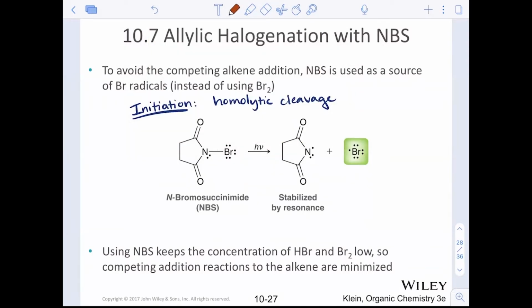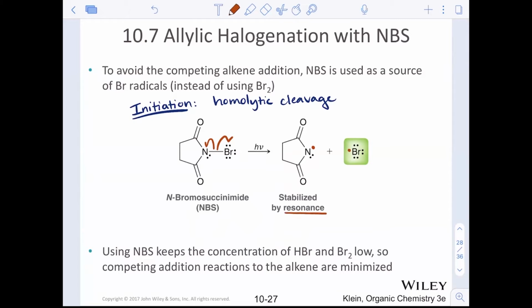NBS instead of Br2 will be over the reaction arrow. We still should use heat or light. Here we have light written. So what would happen is a homolytic cleavage of that N-Br bond. Notice we have a nitrogen radical and a bromine radical. The nitrogen radical is relatively unreactive here. It will not be doing any of the hydrogen abstractions because it is more stabilized.